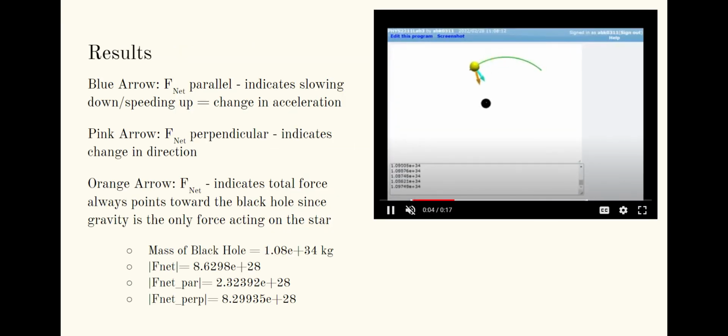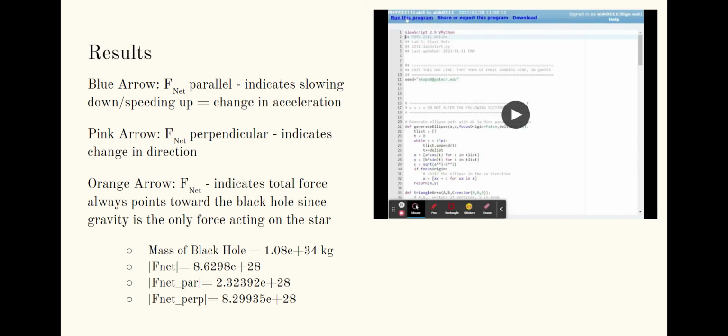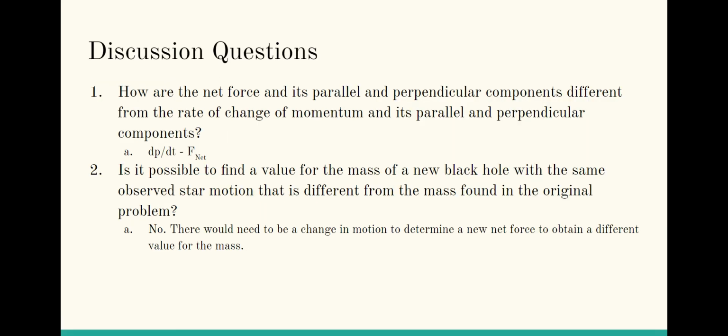Here you can see the observed data and the results as given. The blue, pink, and orange arrows are as indicated and show the net force and the parallel and perpendicular forces acting on the star by the black hole. According to Newton's second law, the change of momentum over change in time is directly proportional to the net force, so the two are equal to each other, as proven by the results in this lab.